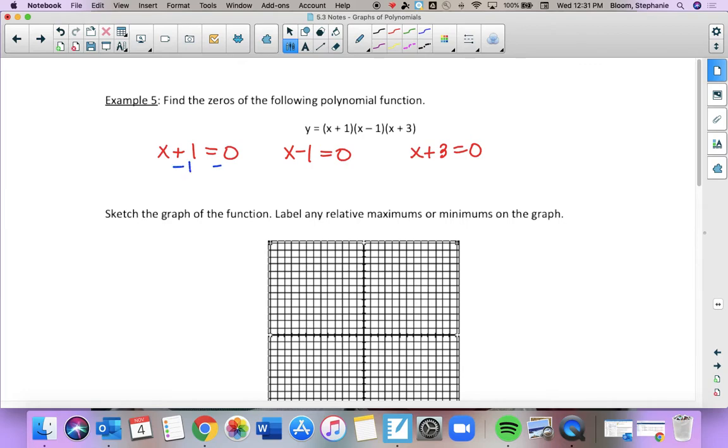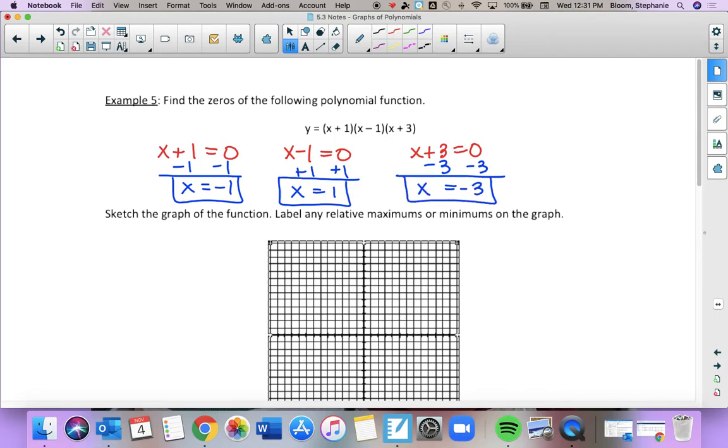So subtract 1. So x equals negative 1. That's one answer. Add 1. x equals positive 1. And subtract 3. x equals negative 3. So what do those answers right there represent? Where it crosses the x-axis.